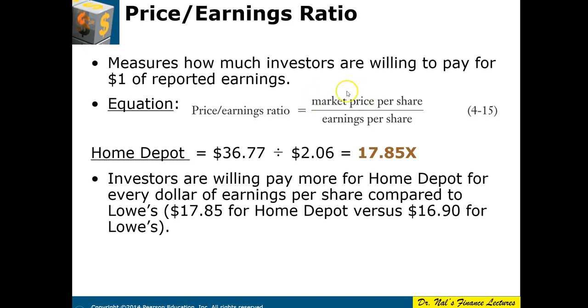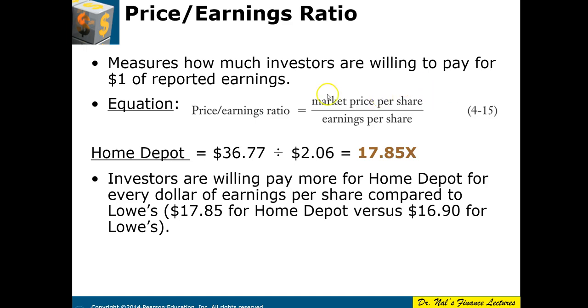So by just comparing, the figure for Home Depot comes out as 17.85 times versus the same figure for Lowe's, which is only 16.90 times. So Home Depot is doing slightly better than Lowe's. So you might wonder, Home Depot has a higher return on equity, right? More profitable. How come their price earnings ratios are so close to each other? Because it's reflected in the stock price already.